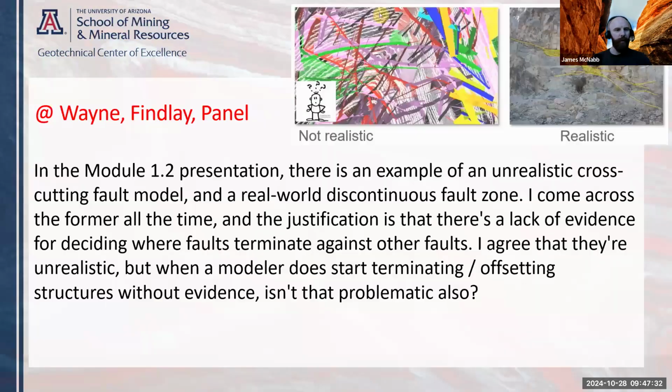This is in reference to one of Wayne's presentations from the course. So in the module 1.2 presentation, there's an example of an unrealistic cross-cutting fault model, which I've clipped up here. It's the image on the left, and a real-world discontinuous fault zone, which is up here on the right. I come across the former all the time, and the justification is that there's a lack of evidence for deciding where faults terminate against other faults. I agree that they're unrealistic, but when a modeler does start terminating or offsetting structures without evidence, isn't that problematic also? And this is directed towards Wayne and Finley, so maybe I'll start with you two, and then we can open it up.